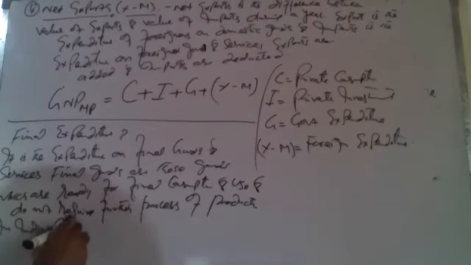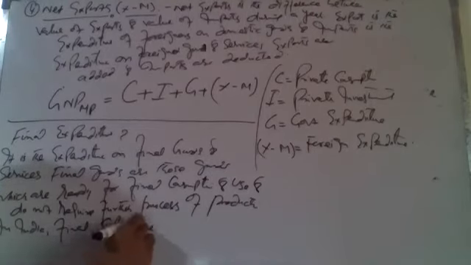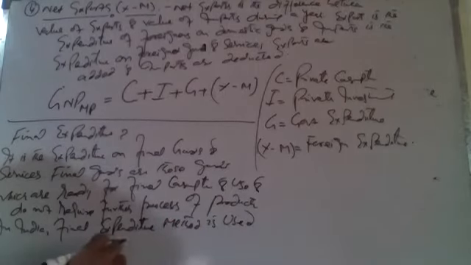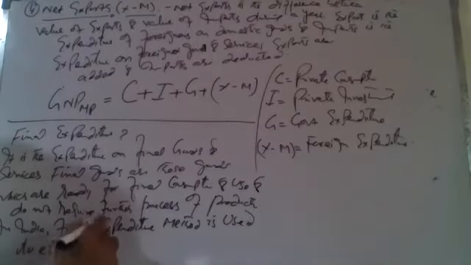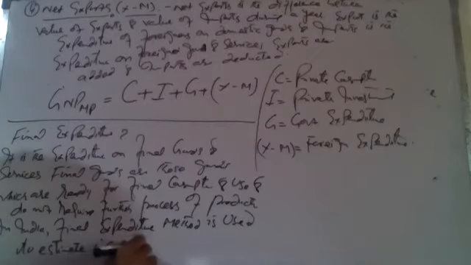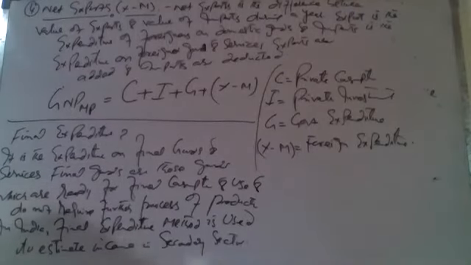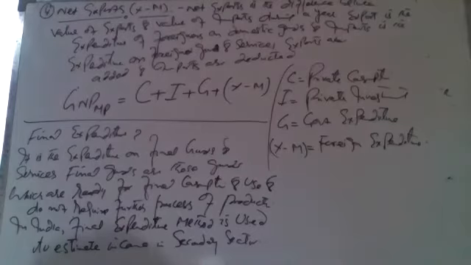In India, final consumption method or final expenditure method is used to estimate income in the secondary sector. Secondary sector, पता है आप कौन है? इंडस्ट्रियल सेक्टर. इंडस्ट्रियल सेक्टर में इनकम कैलकुलेट करने के लिए हम ज्यादा फाइनल एक्सपेंडिचर मेथड यूज करते हैं.